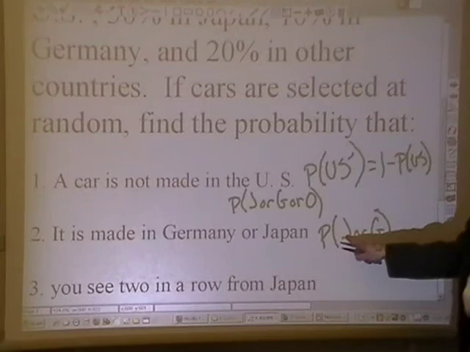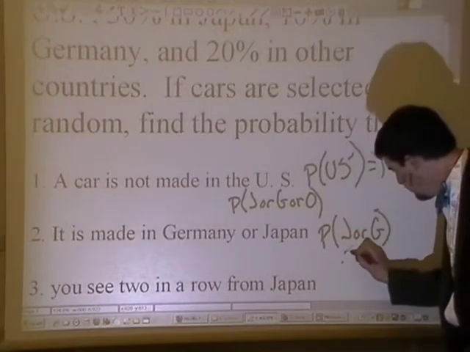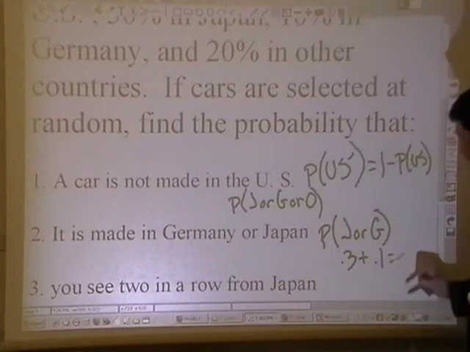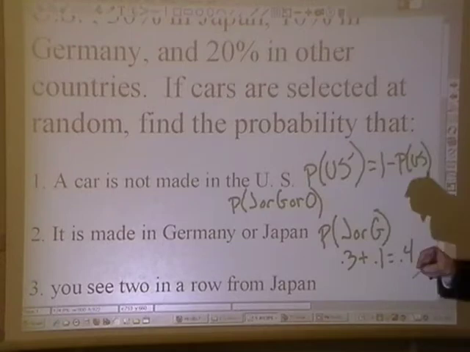Probability of Japan is 30%, so that's 0.3. Or means add, the probability of Germany is 0.1. Add those together, that's 0.4 or 40%. And yes, 0.4 and 40% are the exact same thing.